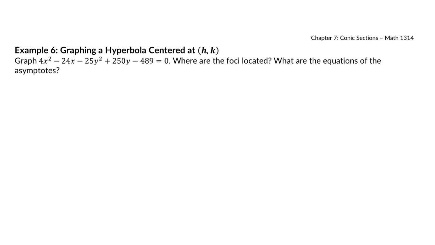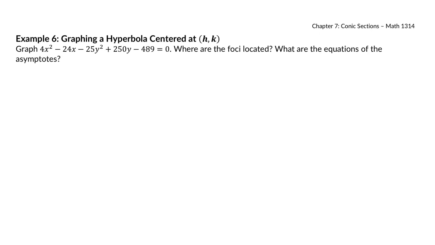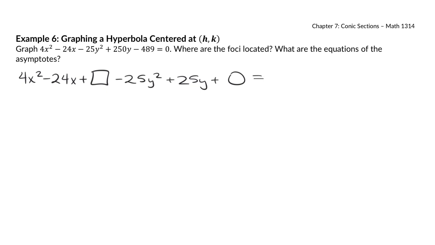Let's do it. It's so satisfying to watch this go from looking all crazy to the standard form of a hyperbola. Follow along with me. Here we go. We're going to organize this by putting all of the x's together, then all of the y's together, with spaces for the magic numbers. So we write this as 4x squared minus 24x plus something, and then minus 25y squared plus 250y plus something, should be equal to 489.